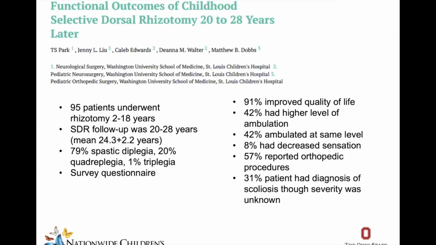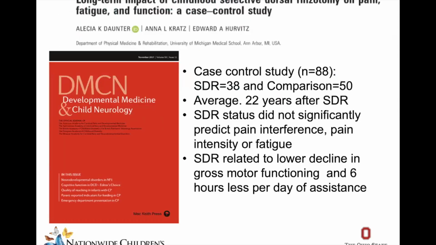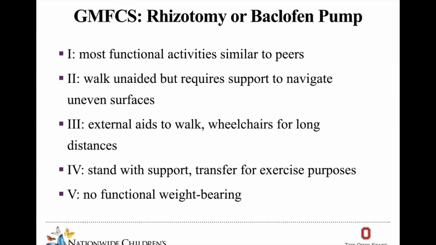And this is the functional outcomes of 20 to 28 years with TS, which has probably the biggest collection of long-term follow-up, showing they're at a higher level of ambulation, 91% improvement in quality of life, though a significant portion of them did report orthopedic procedures. Case control study out of Michigan showing SDR did not significantly predict pain interference or intensity, though it did relate to a lower decline in gross motor function as these children got older.